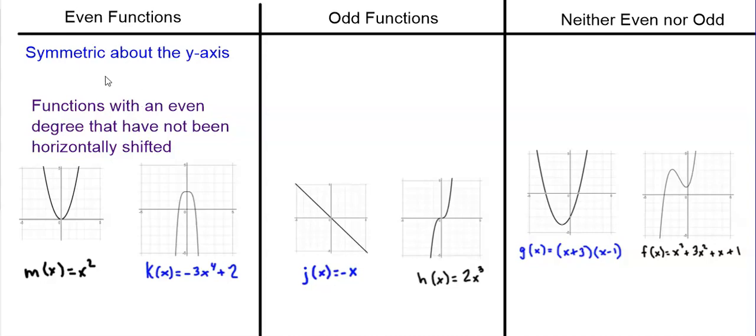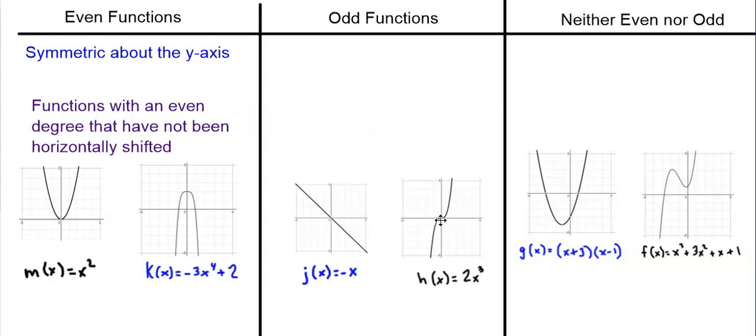Functions with an even degree, so our polynomials with an even degree that have not been horizontally shifted, are even functions. Here you can see an even degree polynomial, so a quadratic. It does have the same end behavior as this even function, but it is not considered even because it is not symmetric about the y-axis. In other words, the axis of symmetry is not the y-axis, is not x equals 0.